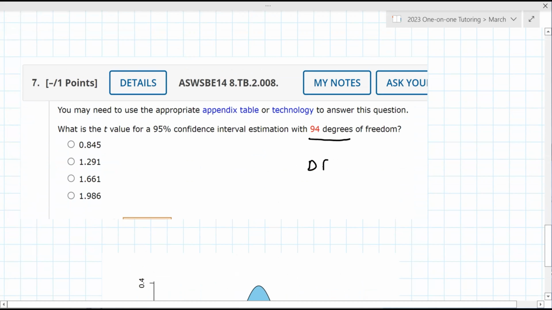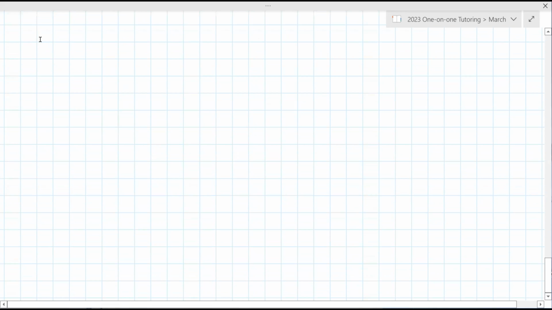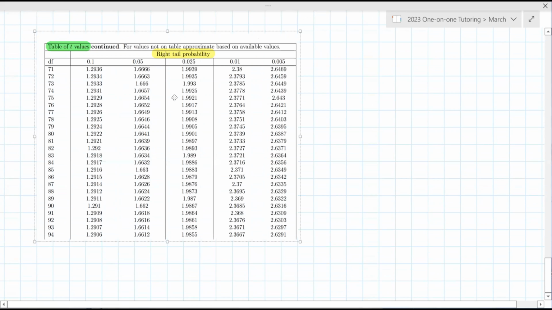Degrees of freedom is always the sample size minus 1 for a t distribution. You might need to know that for your test tomorrow or Thursday, whenever it is. So you notice the degrees of freedom start here at 1, 2. They go all the way down to 100 here. So let me grab up to 94 here. All right, so degrees of freedom.